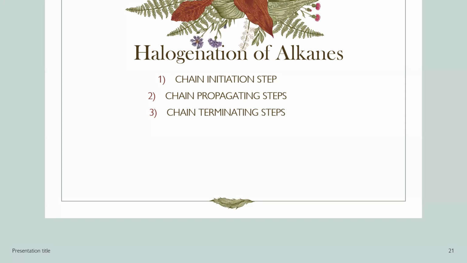So today we will discuss halogenation of alkanes and we will focus on chlorination. Chlorination of alkanes involves three steps: chain initiation step, chain propagating step, and chain terminating step. Now we will discuss these steps in detail.